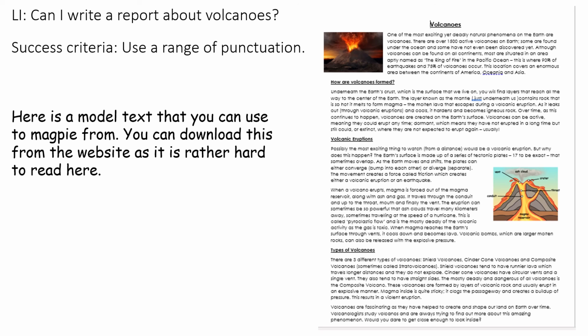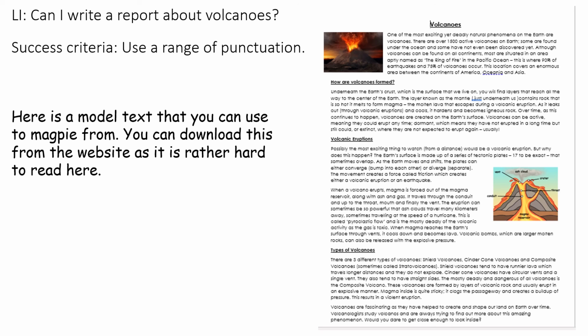Types of volcanoes. There are 3 different types of volcanoes: shield volcanoes, cinder cone volcanoes, and composite volcanoes, sometimes called stratovolcanoes. And notice I've used a colon there because I am listing the types of volcanoes they are, yet the first part of my sentence could stand alone, so it works well. So I've missed. Shield volcanoes tend to have runnier lava which travels longer distances and they do not explode.